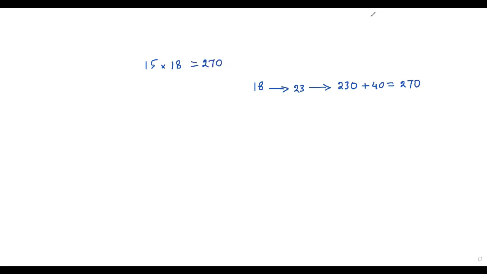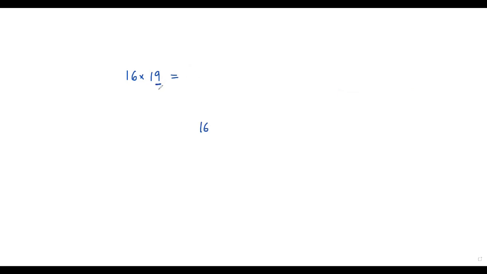Okay, now let's do the other one. Let me consider 16 times 19. Here we can choose one of the given two-digit numbers. Let me select 16. Here we have to consider the digit at ones place in the other two-digit number. This 9 should be added to this 16, then it will become 25. Now we have to multiply this 25 by 10. That is 25 times 10 is 250.